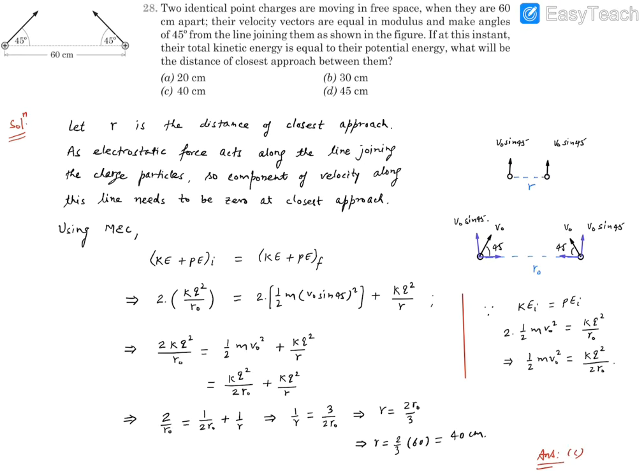So let's consider this is the initial situation and R0 is the initial separation, which is basically 60 centimeter. And these velocities, they are V0, making angle 45 from the horizontal or the line joining the two. We can have components, horizontal component, vertical component. You will find the vertical components and horizontal components magnitude wise going to be identical.